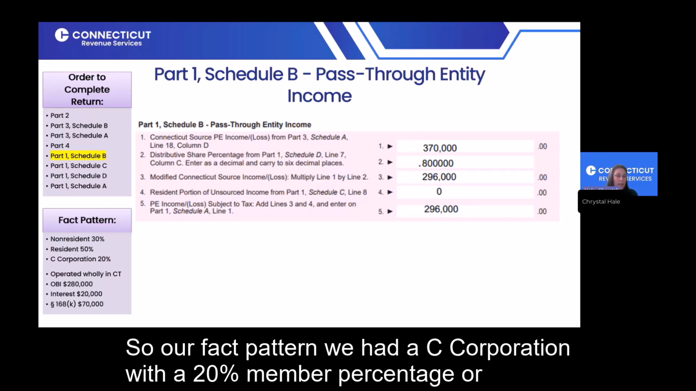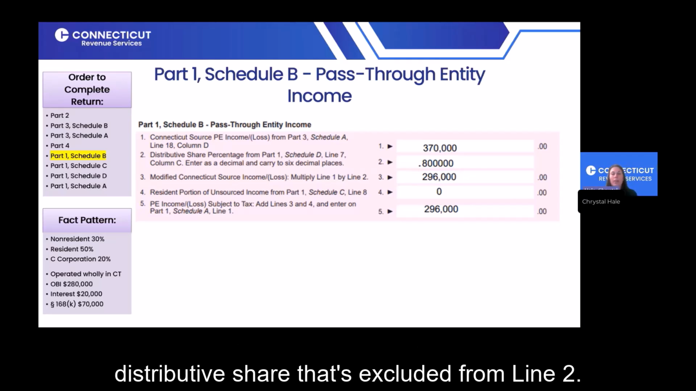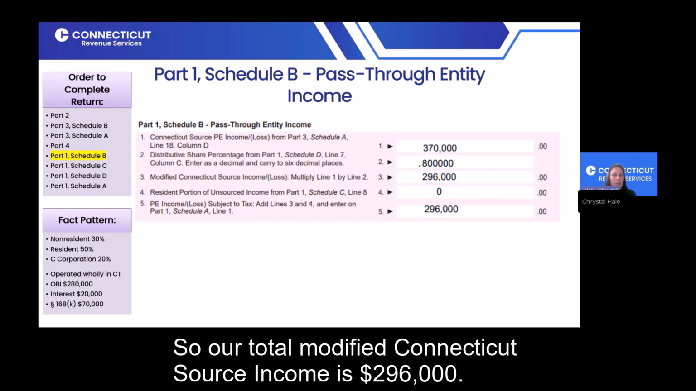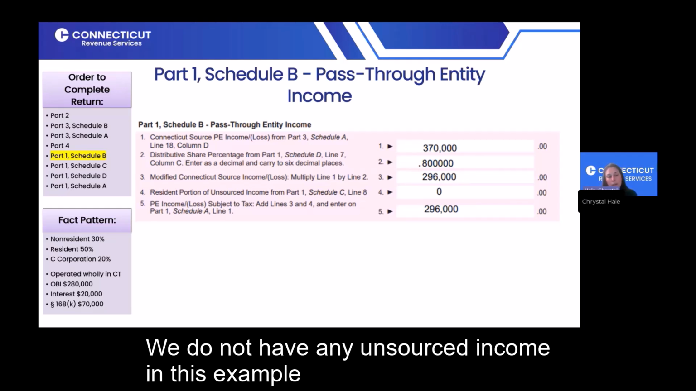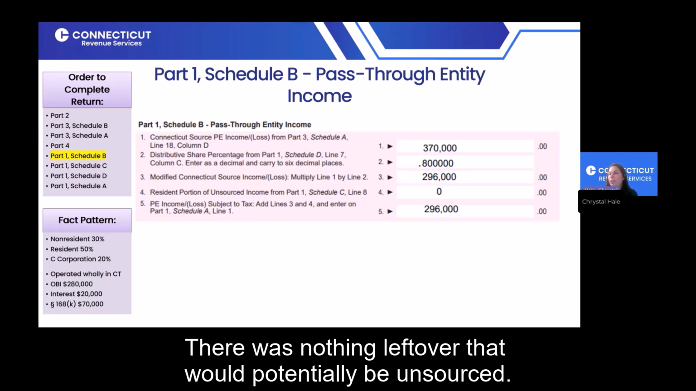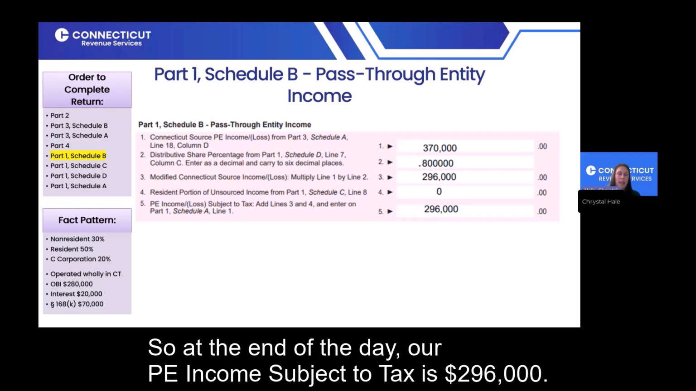In our fact pattern, we had a C corporation with a 20% member percentage or distributive share. That's excluded from line 2, so we are only taxing our non-corporate members. So our total modified Connecticut source income is $296,000. We do not have any unsourced income in this example because, as you saw, all of our income was from Connecticut sources, so there was nothing left over that would potentially be unsourced. At the end of the day, our PE income subject to tax is $296,000.